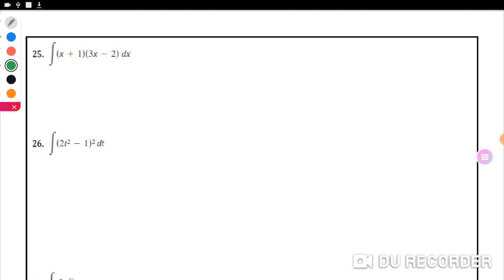Number 25, 26. Miss, here, how to integrate this function? I don't have a rule for the product, a product rule for integration. In this case, what will I do? I'll find the product, which is what? The first multiplied by the first, it will be 3x to the power 2. The second multiplied by the second, it will be minus 2. I'll show you how to multiply: first by first, second by second.